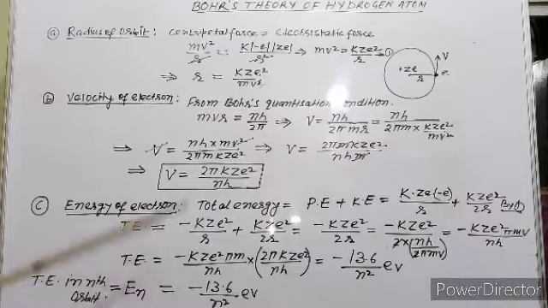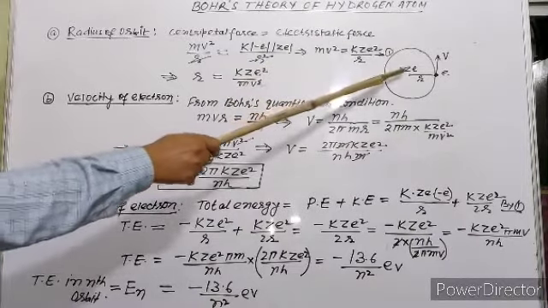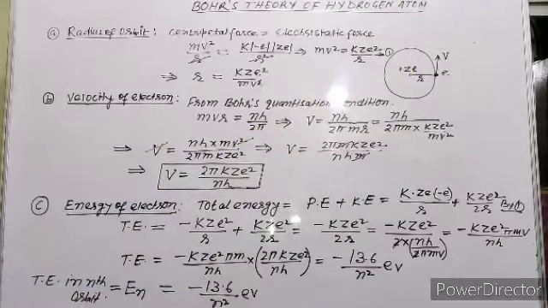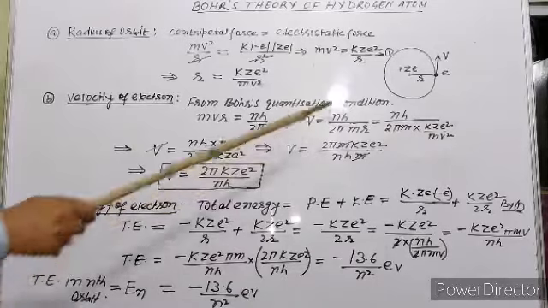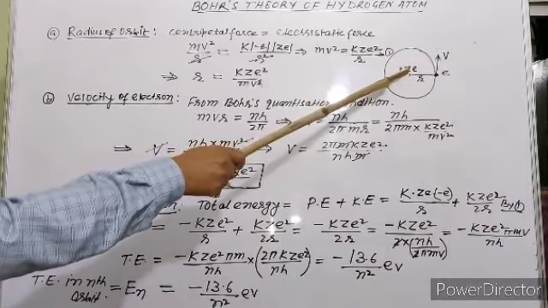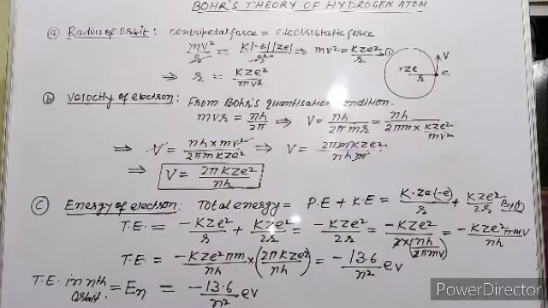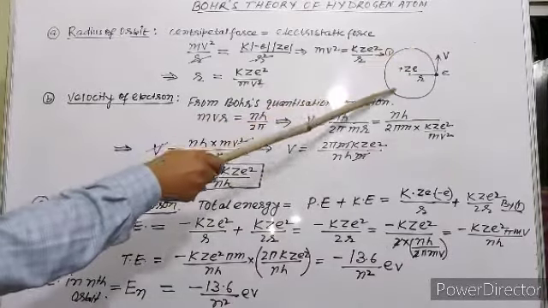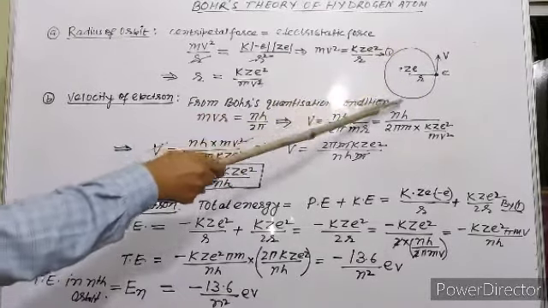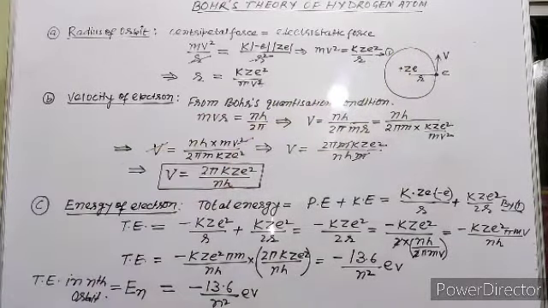In a hydrogen atom, one proton is at the center and one electron moves in an orbit. But I have taken here Z. Z means atomic number. If you take another atom, then Z will be applicable, but for hydrogen atom Z equal to 1. Now this is an orbit, a single orbit, one electron is moving and one proton is at its center.